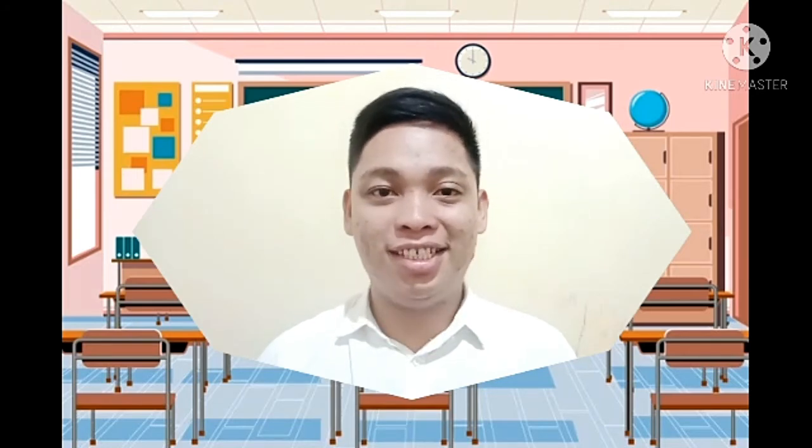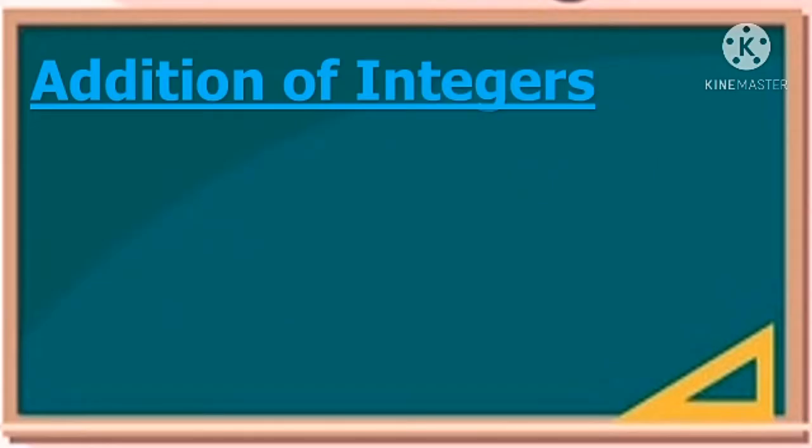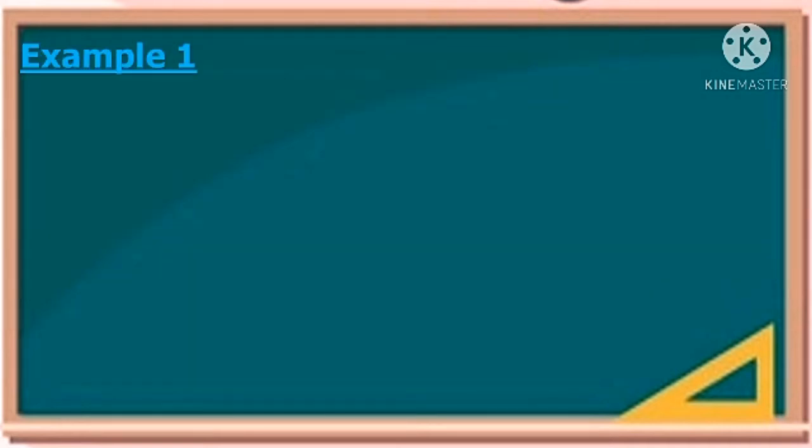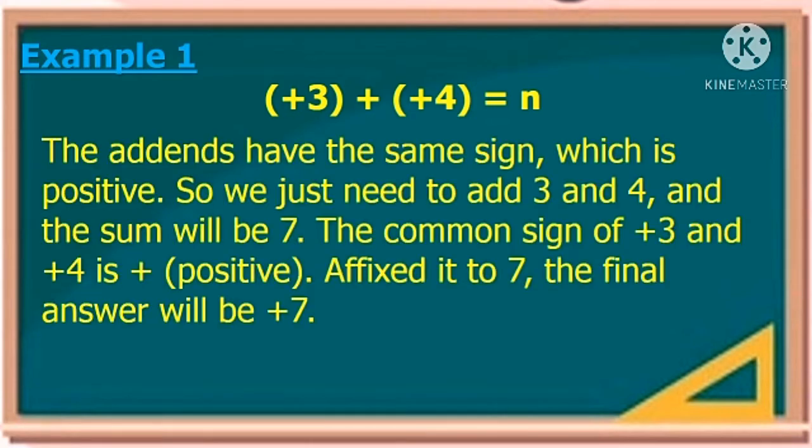Let us begin with addition of integers. We have 2 rules in adding integers. The first one is, if the addends have the same sign, the numbers are added and the common sign is affixed to the sum. For example, positive 3 plus positive 4 equals n.